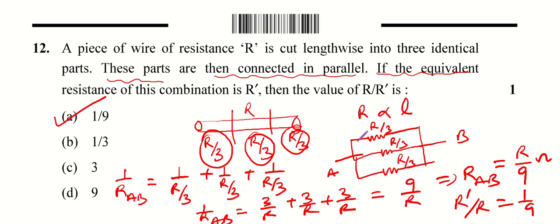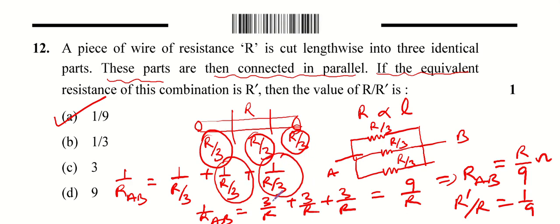After that they are connected in parallel. So when you connect R by 3, R by 3 and R by 3 in parallel, apply the formula of parallel combination: 1 upon R_AB is equal to 1 upon R by 3, plus 1 upon R by 3, plus 1 upon R by 3.